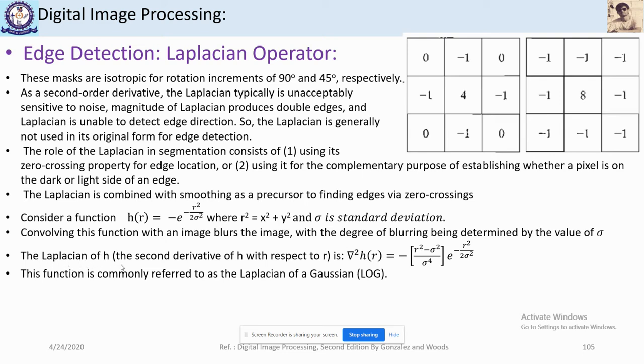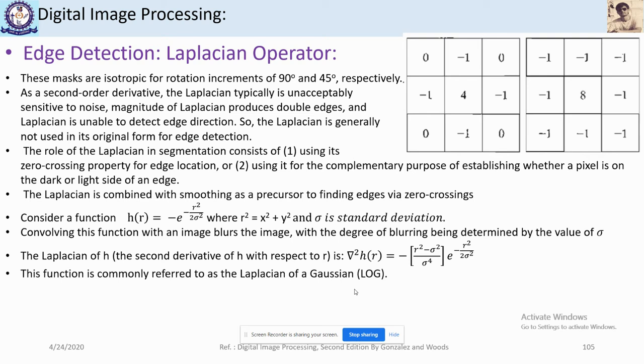Laplacian of h. Laplacian means second derivative. So the second derivative of h with respect to r is equal to this. If we take the second derivative of this with respect to r, we get this one. So that is called the Laplacian of h with respect to r. Now this function is commonly referred to as Laplacian of Gaussian.